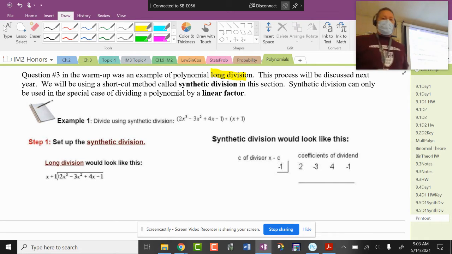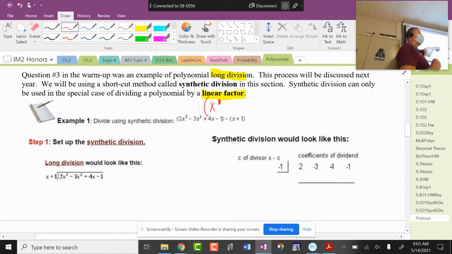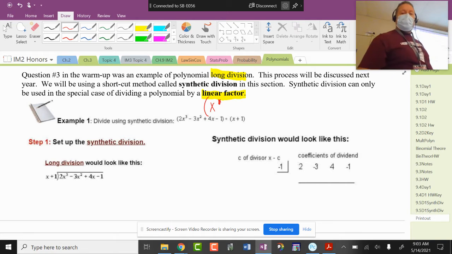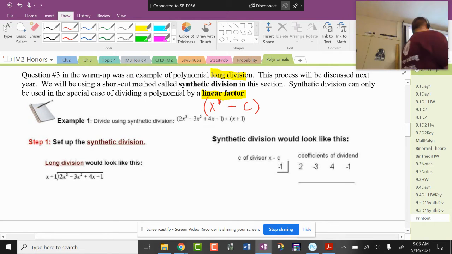Synthetic division can only be used in the special case of dividing polynomials by a linear factor. A linear factor is a factor that is an x to the first power. And the best way that happens is when the leading coefficient of that factor is 1. This is when synthetic division is good. And then minus some number, minus or plus some number. And that's all you really got to do.